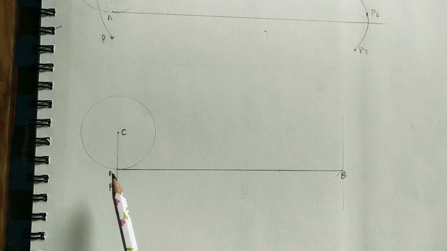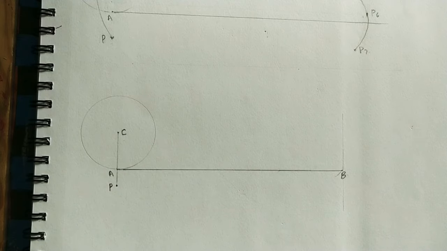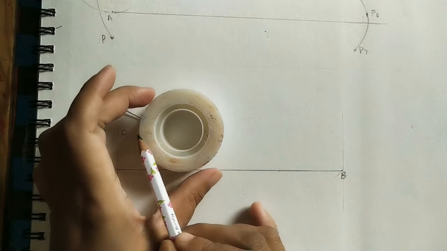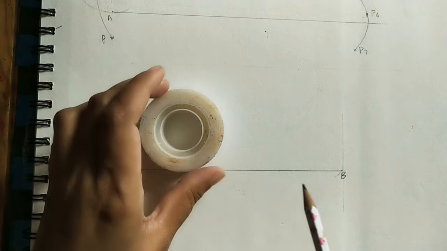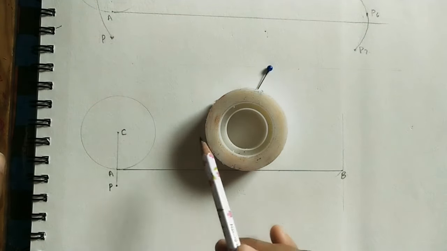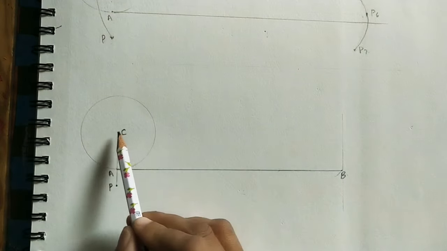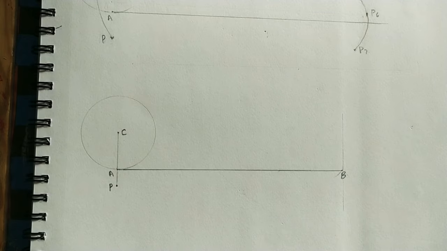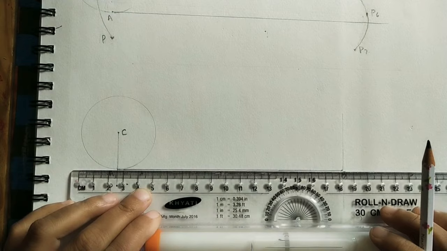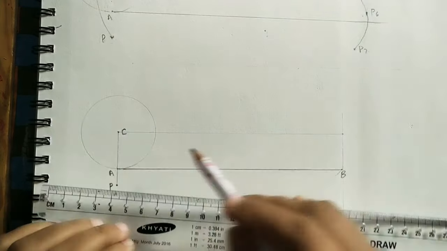As I told, the circle is rolling on this surface. When the circle is rolling here like this, the centers are also moving from this center to this center, and again to the next center. All centers are coming on the same line because it is moving on the horizontal surface. So mark the center line here up to this last line. For getting the parallel line, I am using the roller scale. Just do the center line here.